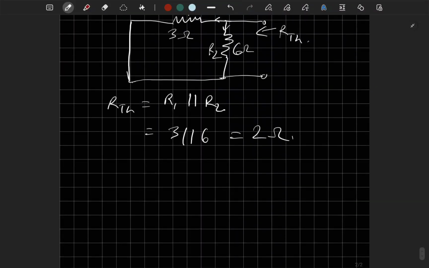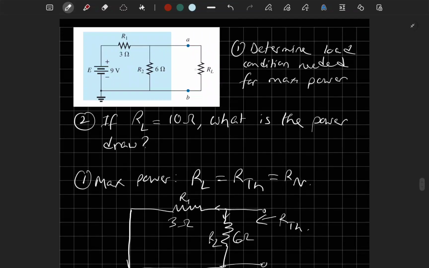So we can write that for maximum power, RL is equal to RTH, so 2 ohms. Okay, so if we have 2 ohms here, then we will get the maximum power, the load condition for max power.